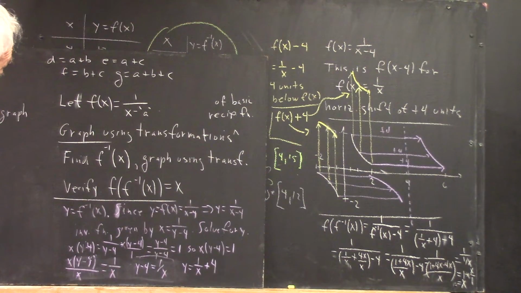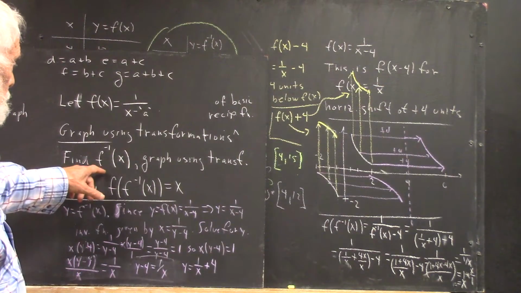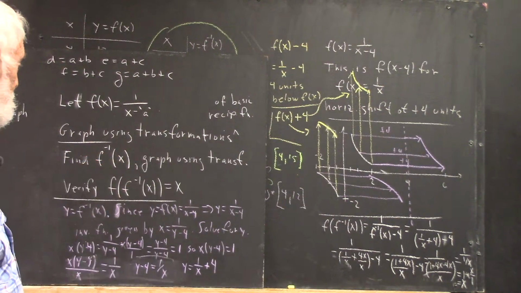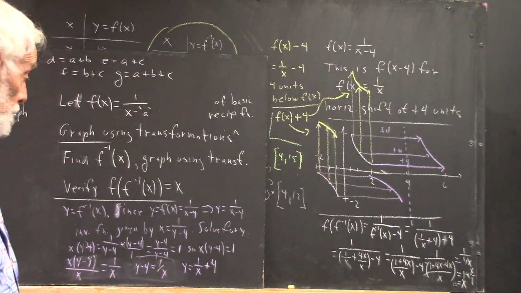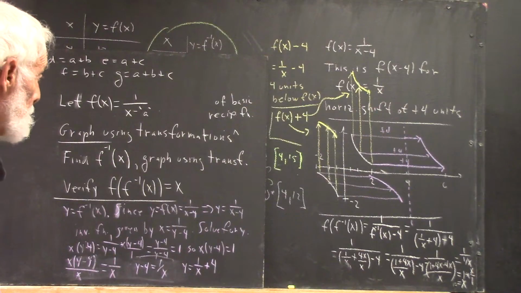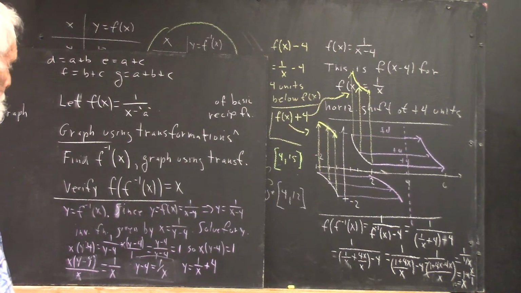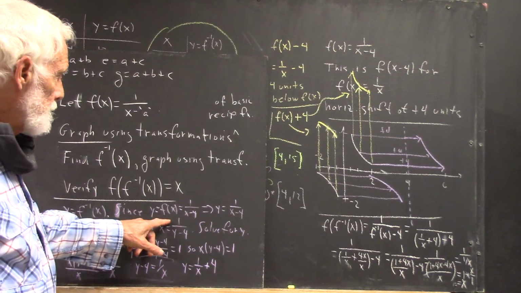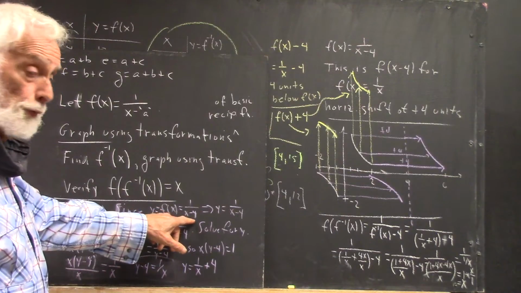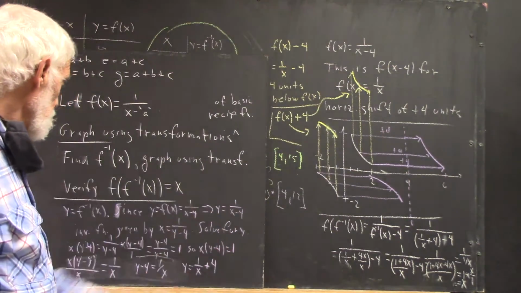Well, the other thing I wanted you to do here, to really kind of nail inverse functions, was find the formula for f inverse of x. Okay, I said find the formula and graph using transformations. Well, f inverse of x is what? Okay, since y equals f of x equals 1 over x minus 4, we have y equals 1 over x minus 4.